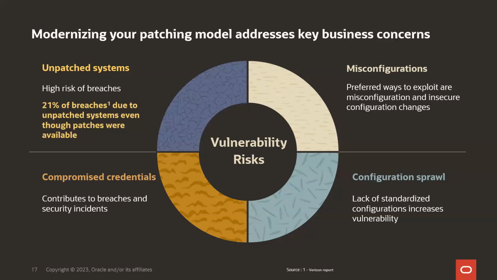Second is misconfigurations. Again, if you look at various data breach reports, you'll see nearly 50% of the breaches are due to misconfigurations. And this has become the preferred way for bad actors to exploit and get hold of sensitive information. A misconfiguration error occurs when an employee, typically a system administrator with elevated privileges, stands up a production environment without aligning with security controls defined by the security team.